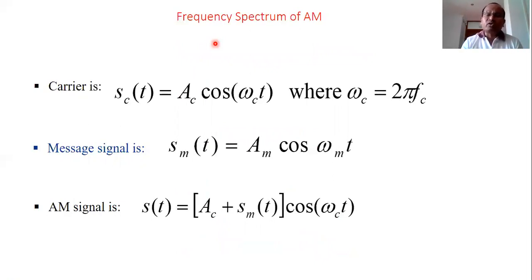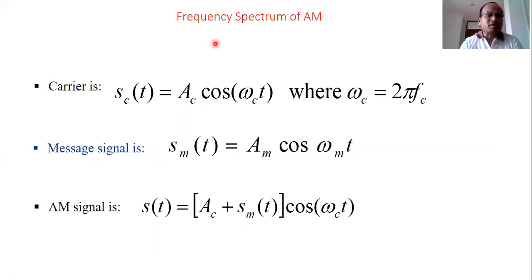So, as we are discussing in this lecture, the representation of the amplitude modulated signal: what will be the frequency spectrum? What will be the Fourier spectrum of an amplitude modulated signal? Can we represent an AM signal in the frequency domain? This is the focus of this lecture. Yes, we can. How can we?